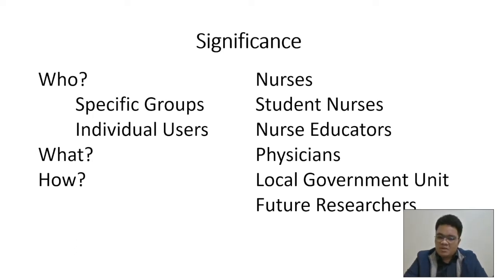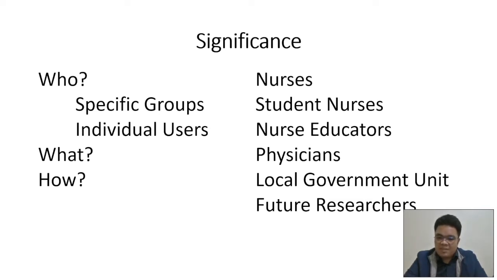study? So when we say significance of the study, we approach it by answering three questions: who, what, and how. Okay? Who will benefit from your research? What will they benefit from it? How will they be able to use that benefit? So always the who, what, and how.